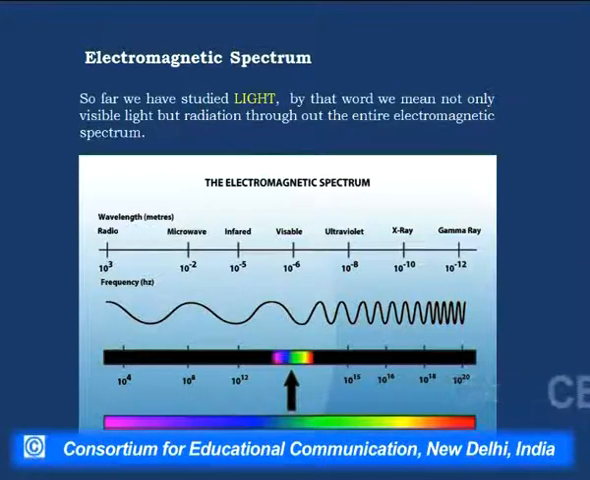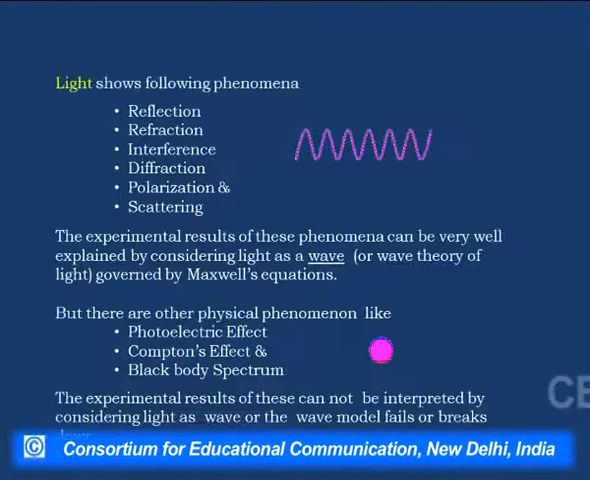Now for all these regions like radio waves or microwave, we need a detector. It is only a small part which is visible, which I can detect, and this region lies between 400 nanometers to 700 nanometers. Now, we all know that this light shows reflection, refraction, interference, diffraction, polarization, and scattering.